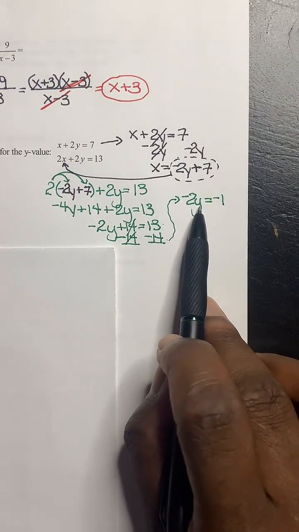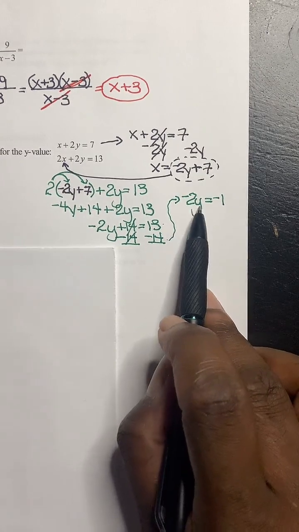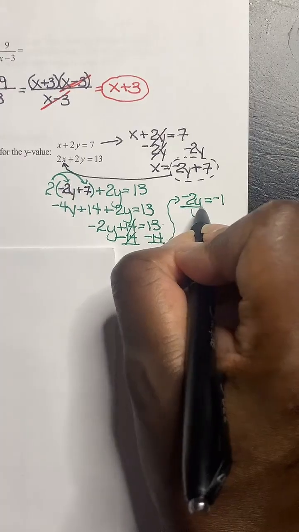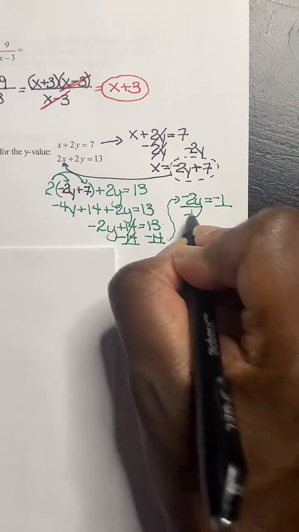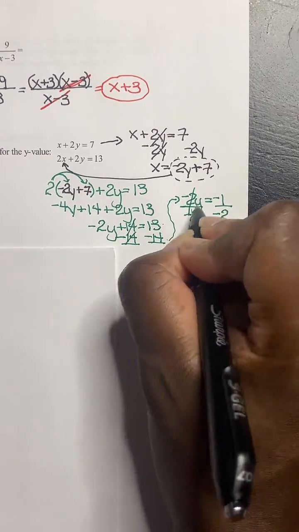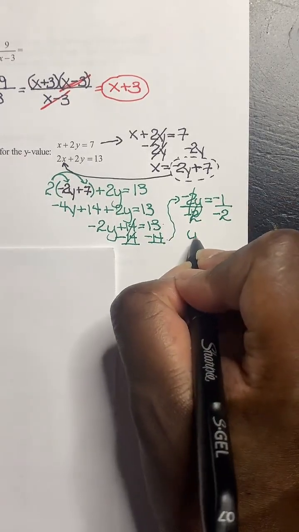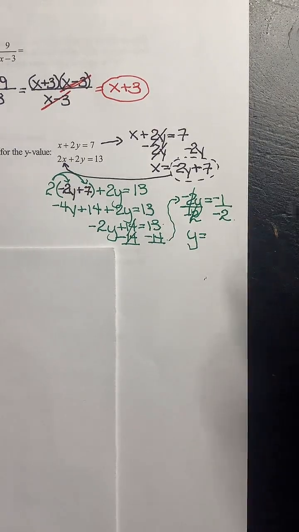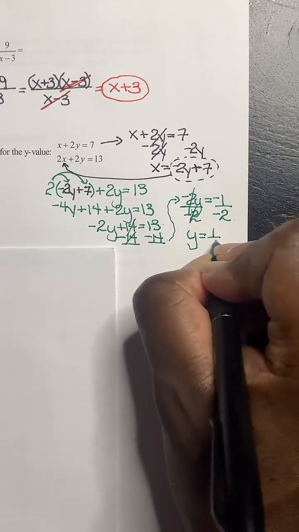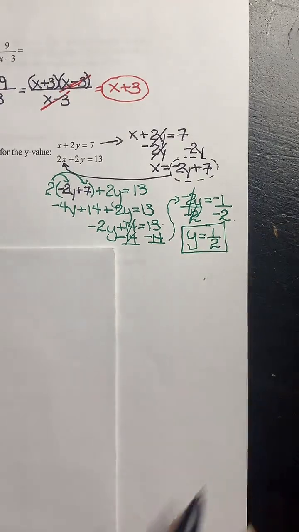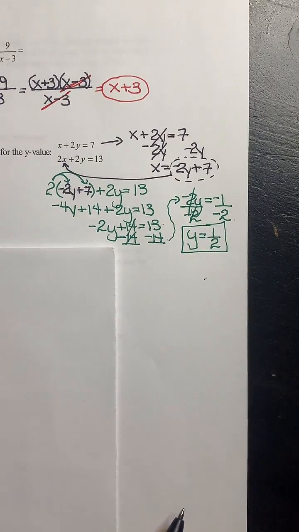Now, I want to get y by itself. So negative 2y is the same as saying negative 2 times y. The inverse of times is division. Divide both sides by negative 2. We finally get y by itself. And a negative divided by a negative gives me a positive 1/2.